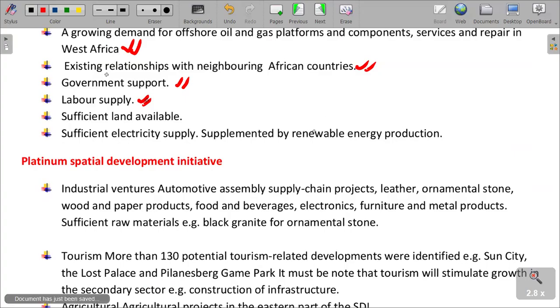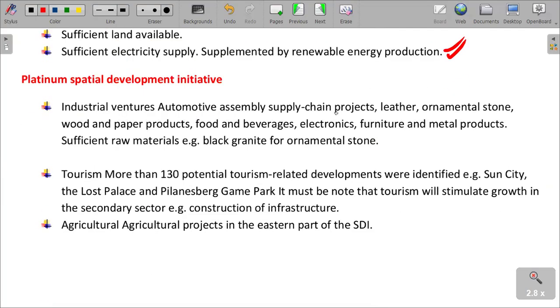Sufficient electricity supply, supplied by renewable energy production. We talked about power supply as one of the key factors or key requirements in industrial establishment. So there is also good electricity supply, which remains a favorable factor in terms of the establishment.